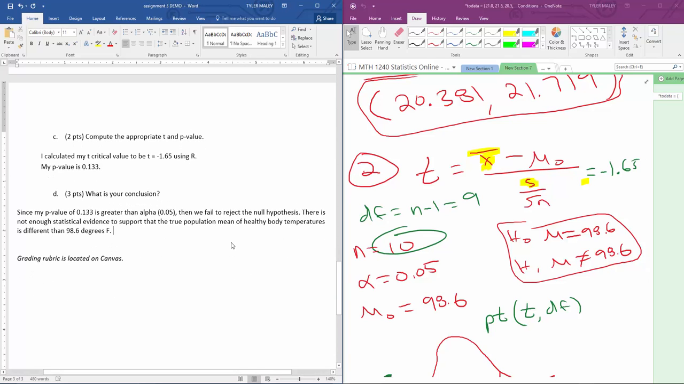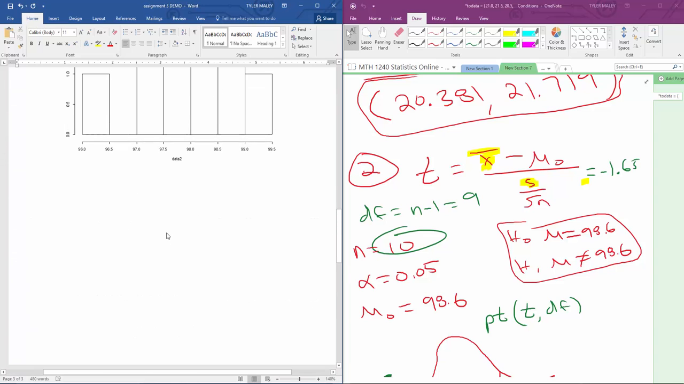So we're failing to reject the null, so we don't have enough evidence to conclude that the null is definitely not true, or very unlikely to be true. All right, so that should get you through the R assignment.